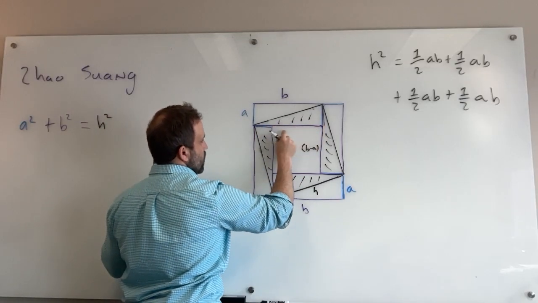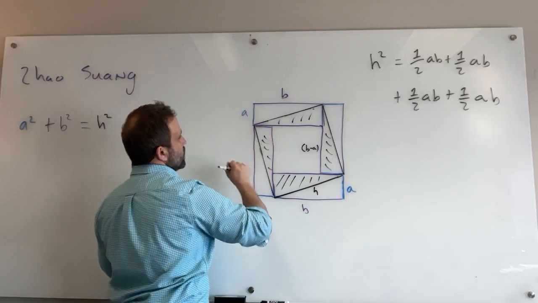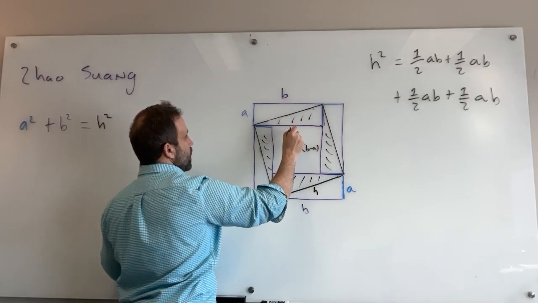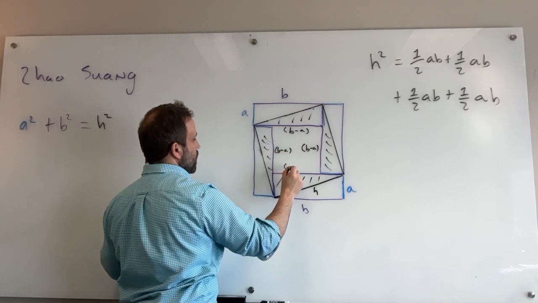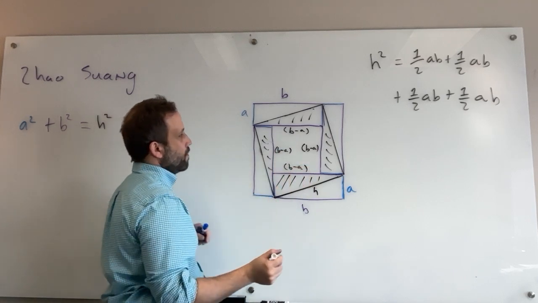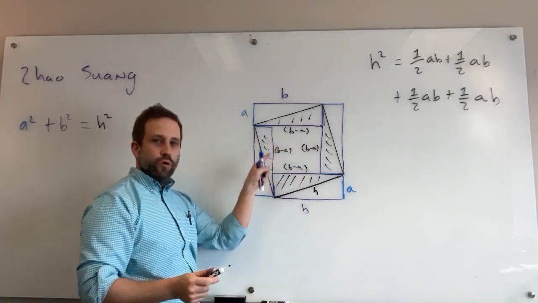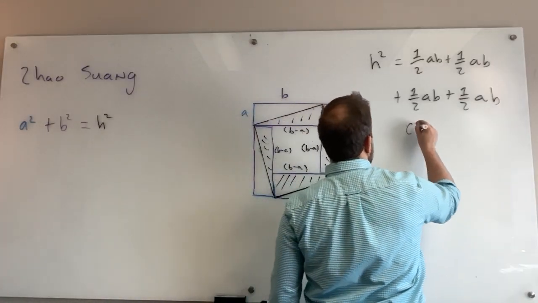Okay, and up here, this distance is equal to this distance minus that distance. So again, this right here is equal to that distance minus that distance. But again, that's just B minus A. And similar things here. This is equal to B minus A, and this is equal to B minus A. So the area of this sort of central square is B minus A squared.